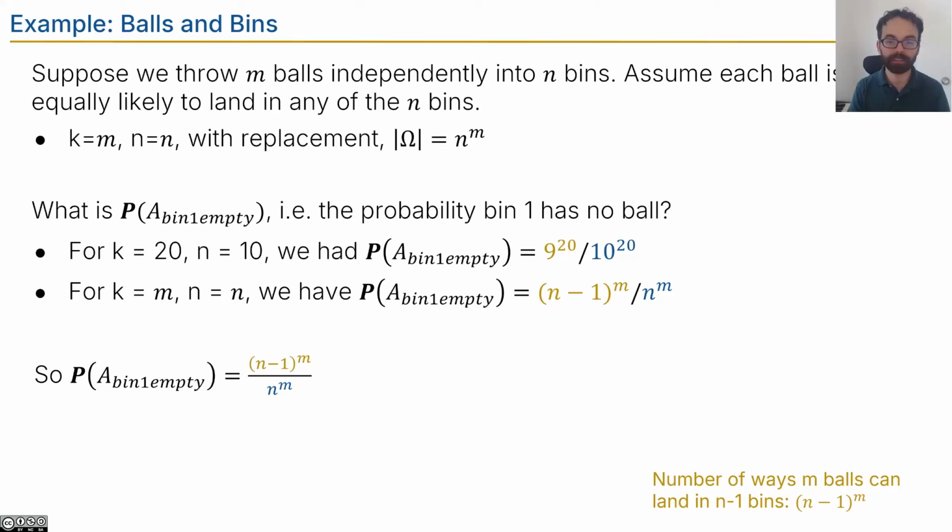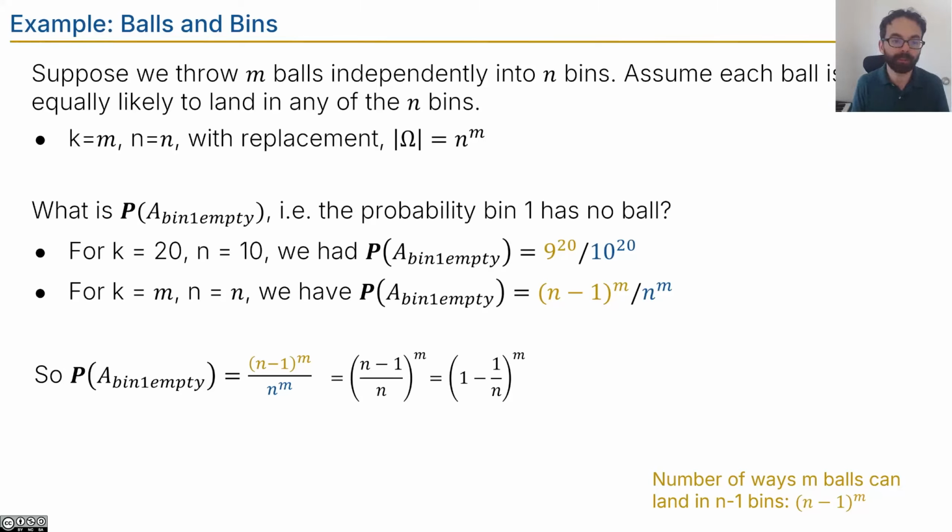Now we can simplify this expression somewhat by bringing everything together under one exponentiation to the mth power. So n minus 1 over n to the m. And then if you'd like, we can write it as 1 minus 1 over n to the m. So that's a function that tells us the probability that bin 1 has no ball. Likewise, that's the probability that any particular bin has no ball. There's nothing special about it being bin 1, but this is a formula.